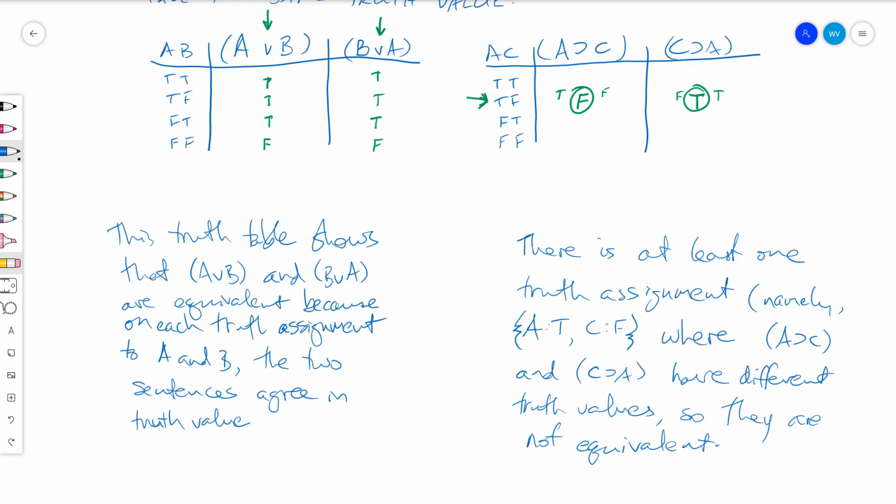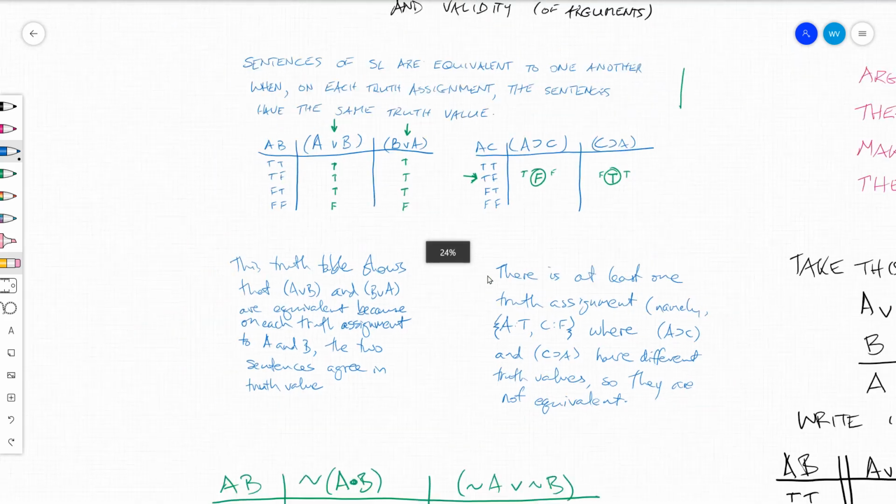For non-equivalence or inequivalence, say something like this. There's at least one truth assignment, in this case where A is true and C is false, where the two sentences have different truth values. That means they're not equivalent. All right, so far so good. Let's look at some other examples.